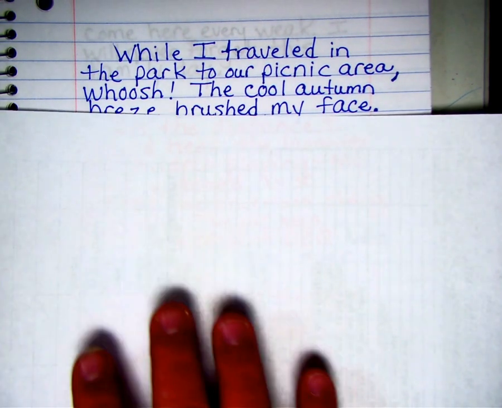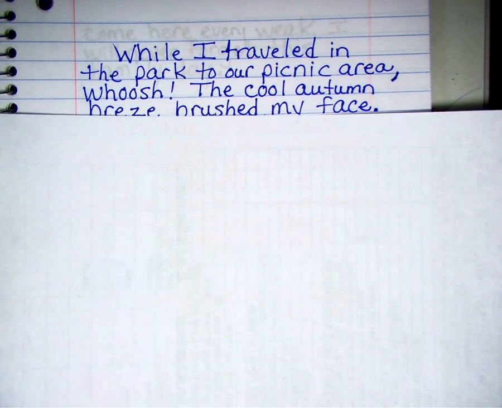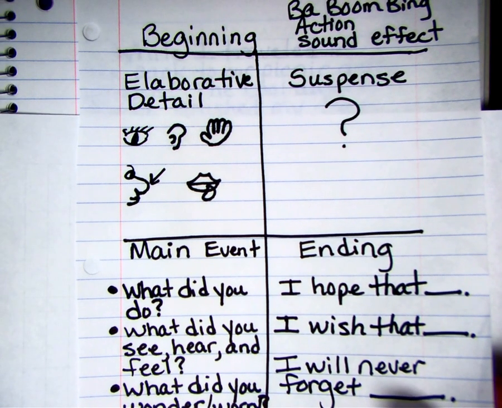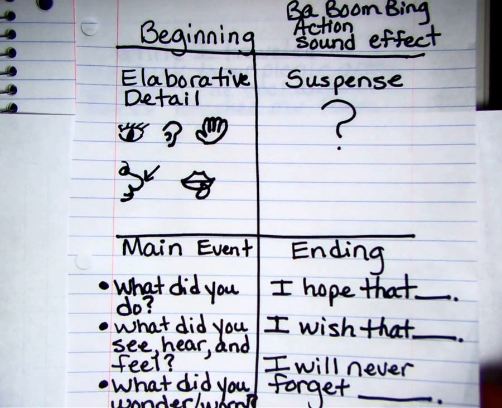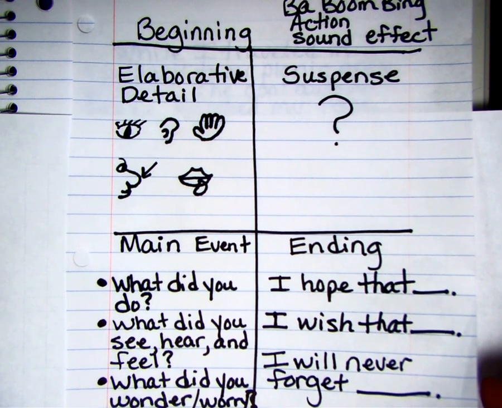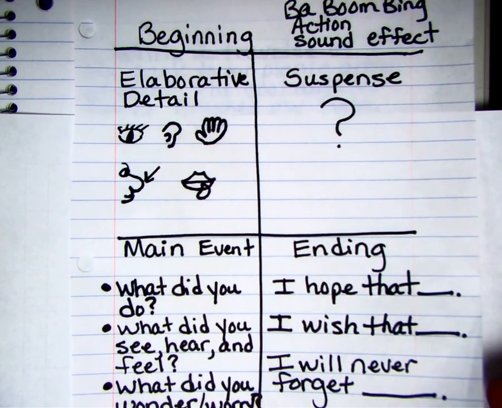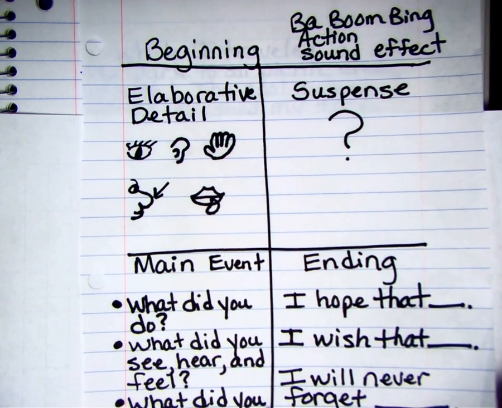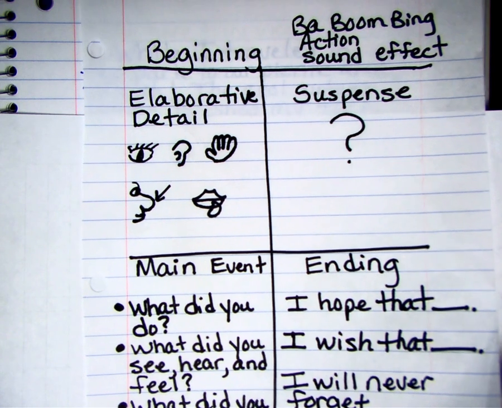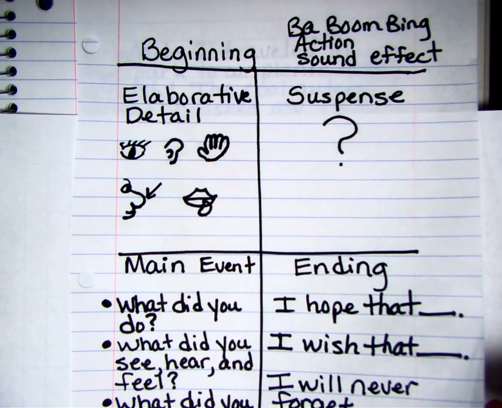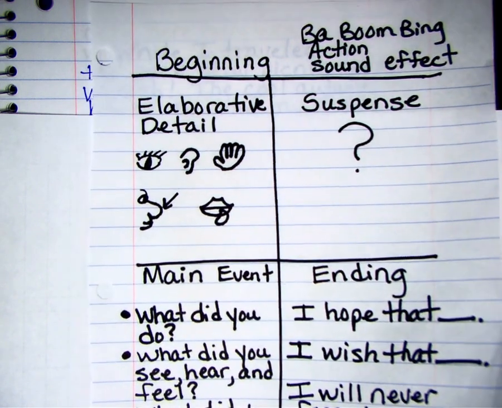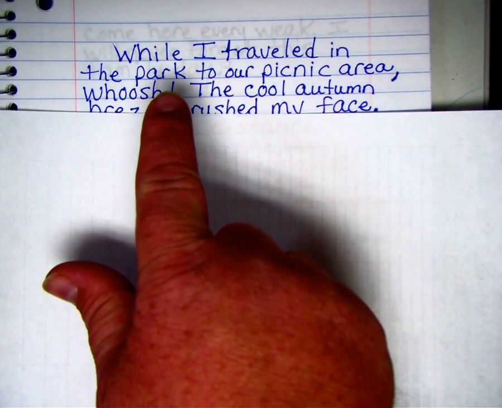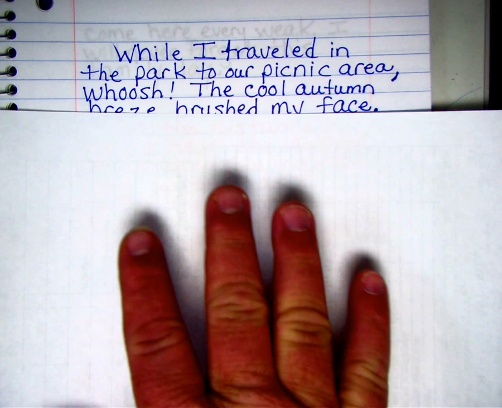So the next part will be the elaborative detail. The elaborative detail I'm going to pick is the park. I'm going to pick the family day, and we're going to be at the park. And so, in the elaborative detail, I'm going to describe the park. When you start your story, you're automatically at your location. You're at the park. You're not getting ready to go to the park. So, in the beginning, I traveled in the park to our picnic area. You're already in the park.